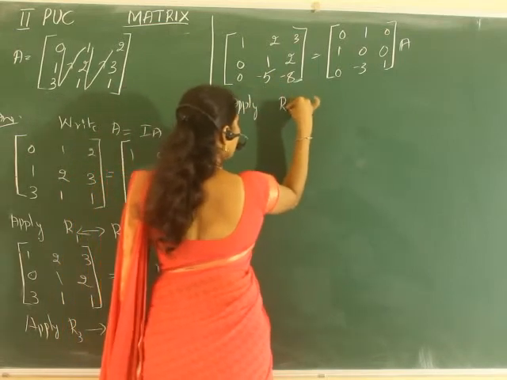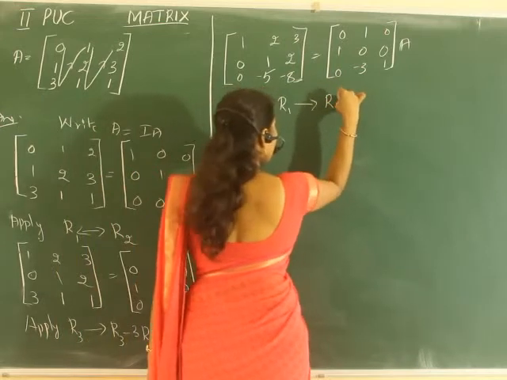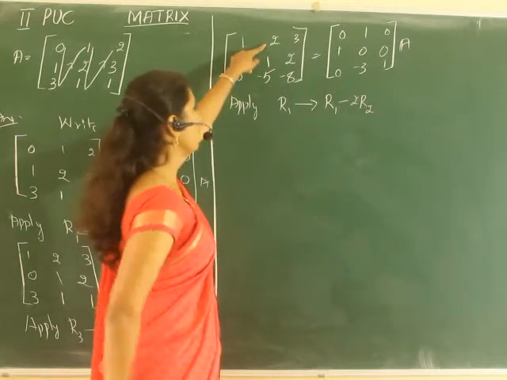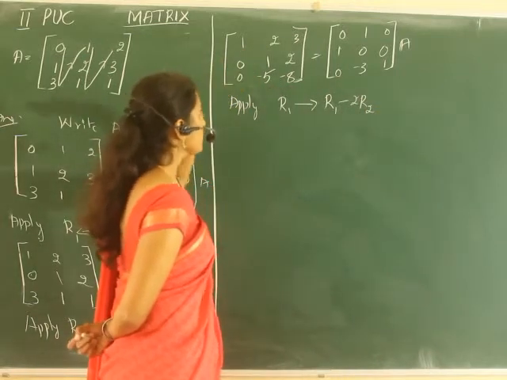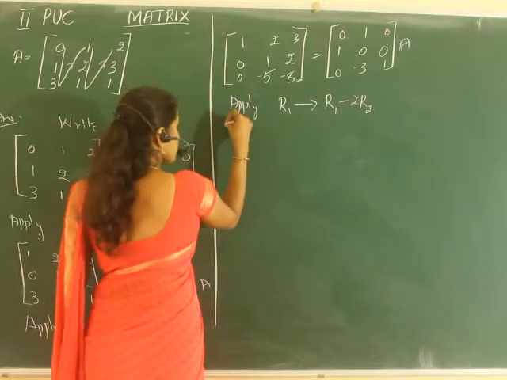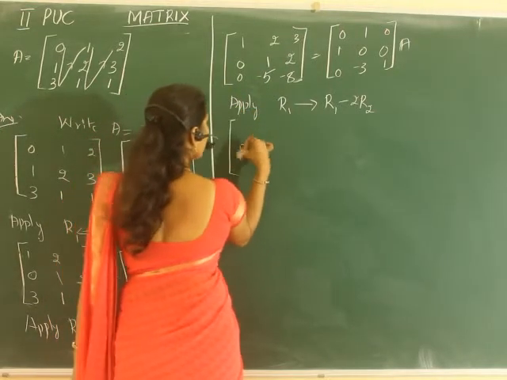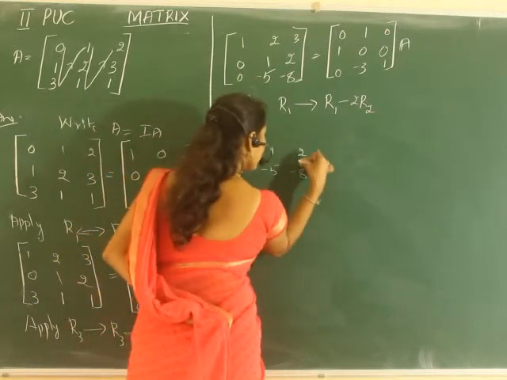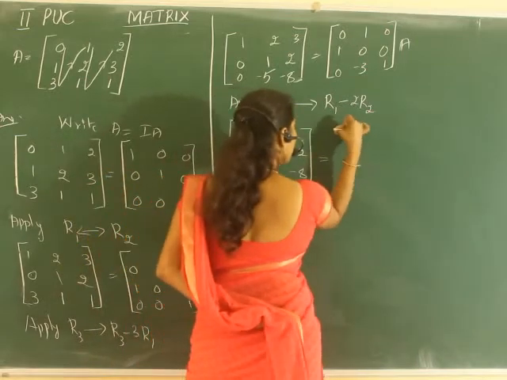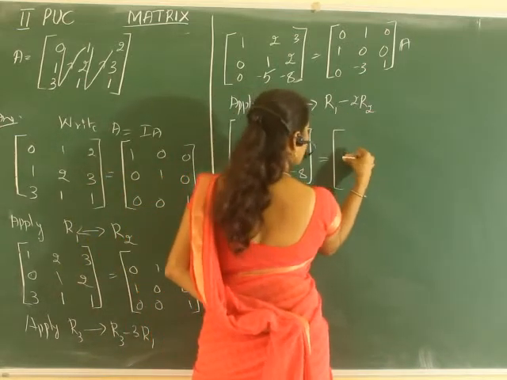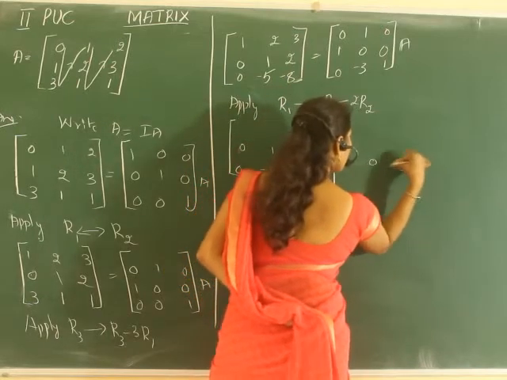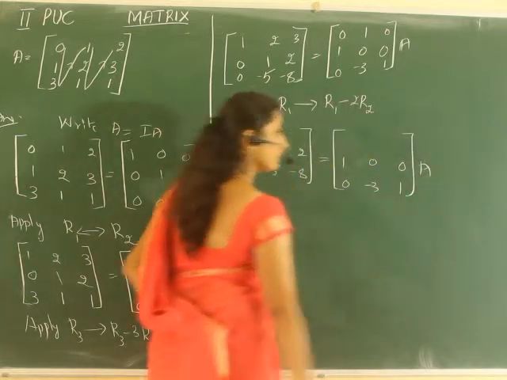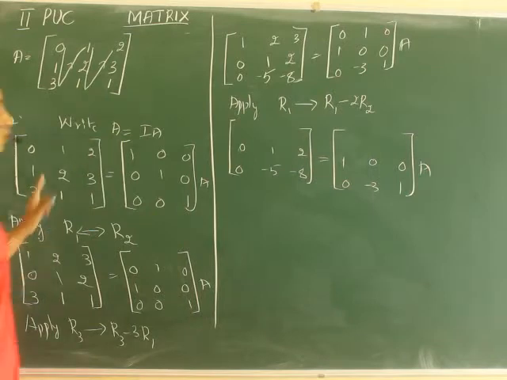Apply R1 changes to R1 minus 2 into R2. R1 minus 2 into R2 gives 2 minus 2 is 0. So now only R1 changes. So I can write other elements as it is: 0, 1, 2, 0, minus 5, minus 8. This is equal to 1 0 0 0 minus 3 1 into A. I have written R2 and R3 as it is, only R1 changes.